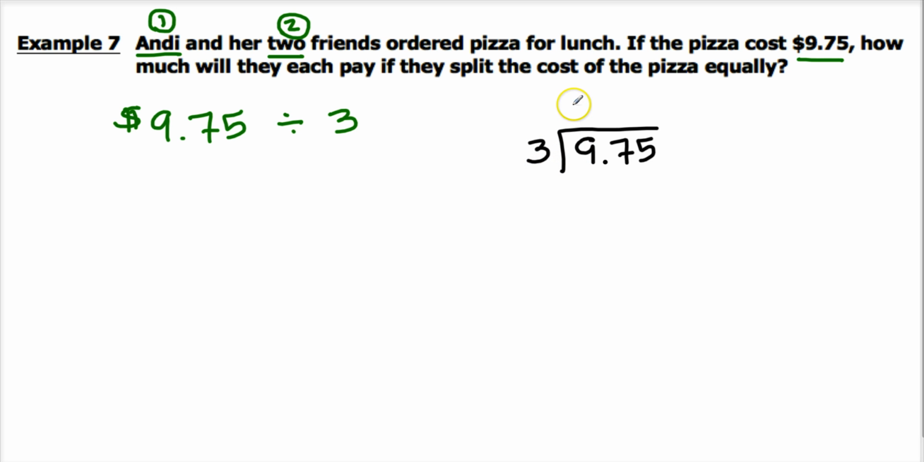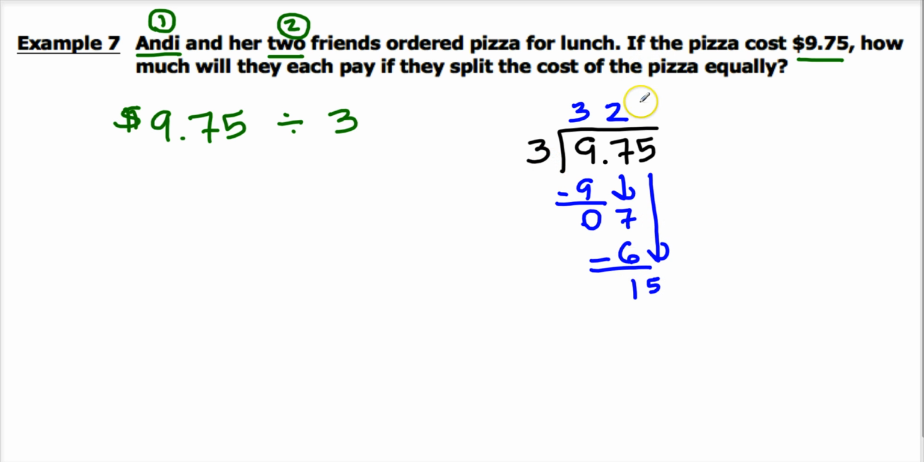3 goes into 9 3 whole times. 3 times 3 is 9. If I subtract, I get 0. I can bring down my 7. 3 goes into 7 twice. 2 times 3 is 6. I subtract and I get a 1, and then I can bring down my 5. 3 goes into 15 5 whole times. 5 times 3 is 15. I subtract and I get 0. So my decimal point would go directly above my decimal point in 9.75.